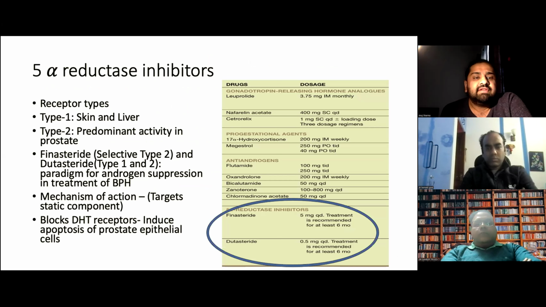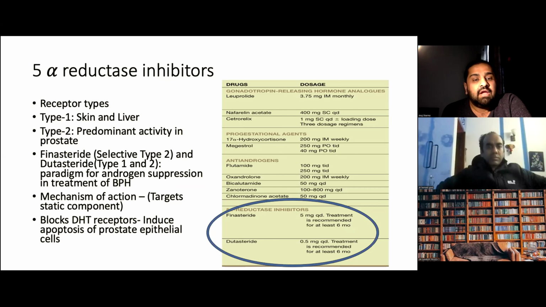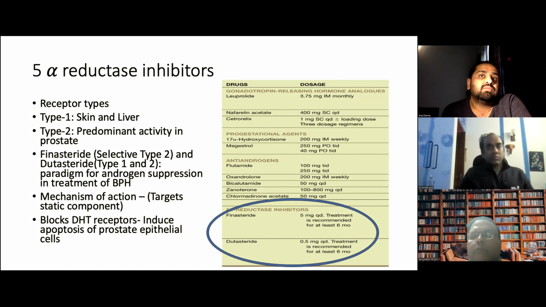The receptors are basically of type 1 and type 2. Finasteride acts selectively on type 2, whereas dutasteride acts on both type 1 and type 2 receptors, and hence has a better profile in terms of blocking the dihydrotestosterone hormone. Dihydrotestosterone works on the static component. It works on the prostatic stroma, and the typical epithelial to mesenchymal transformation is inhibited. So the role is over a longer time. You cannot expect the 5 alpha reductase inhibitors to have an instantaneous effect. Their effect will be seen from almost 6 to 12 months.